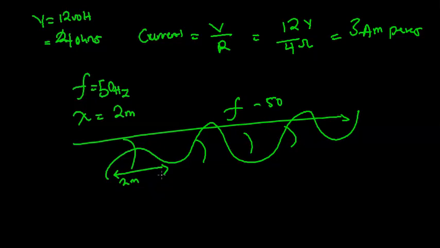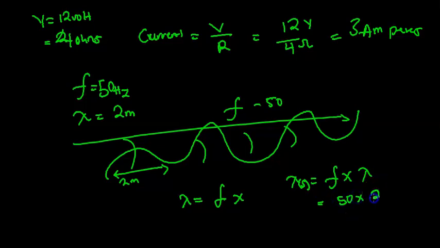And we are asked to find the speed. In this case, our wave speed is simply going to be our frequency multiplied by our wavelength. This is simply going to be 50 multiplied by 2 meters. This is simply going to be 100 meters per second, since we are asked to find the wave velocity. So this is it for this problem.